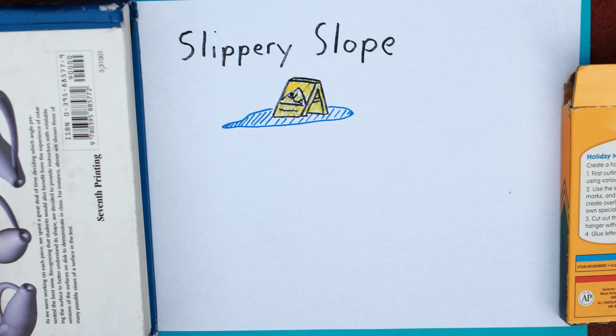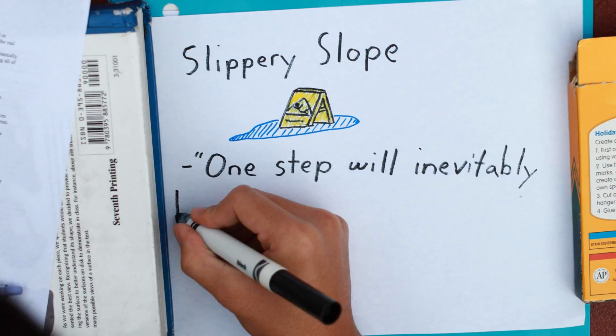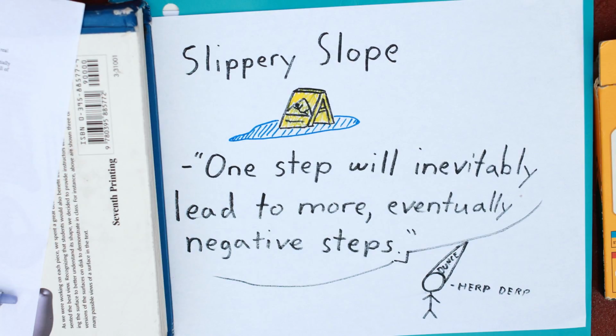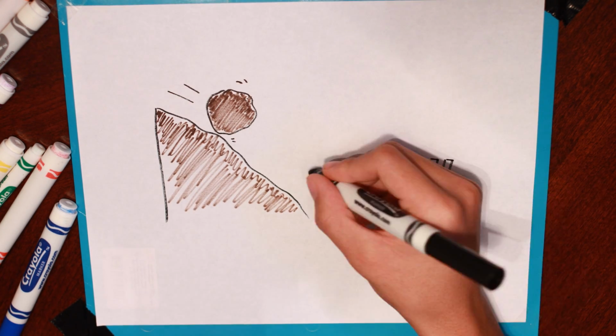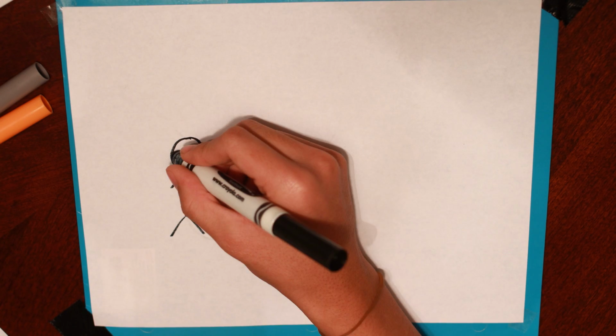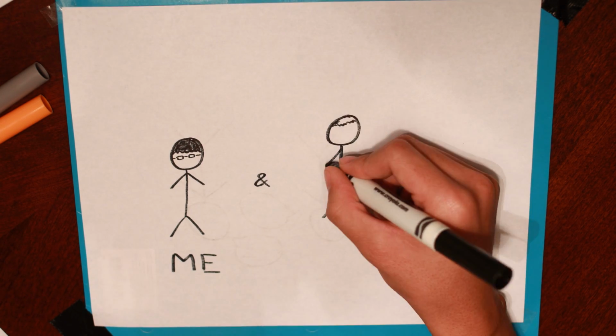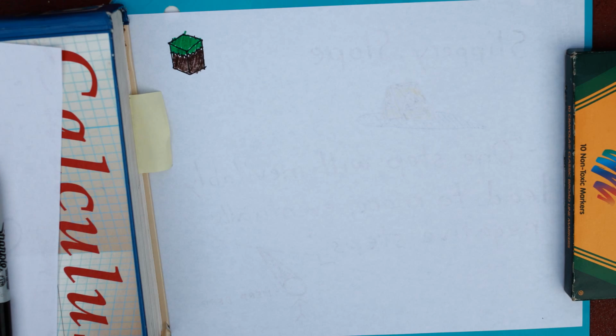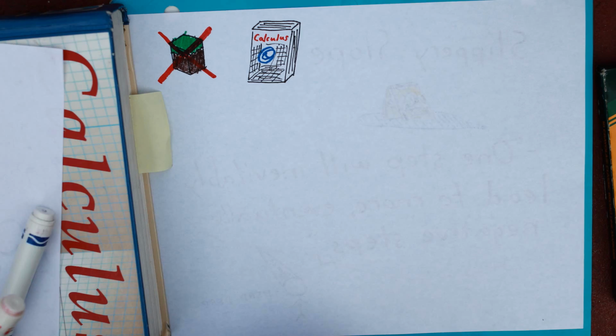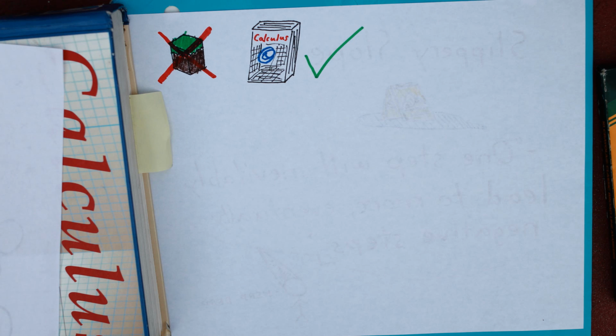Slippery slope is an argument that one step will inevitably lead to more, eventually negative steps. It's like a boulder rolling down a hill or a row of dominoes falling down. To illustrate how weak this argument is, here's an anecdote of me and my dad. I was playing Minecraft when my dad came in and said, "Winston, why are you playing video games? Do your homework." In response, I inquired, "Why do I have to do my homework?" Yeah, that wasn't a smart thing to say to my dad.